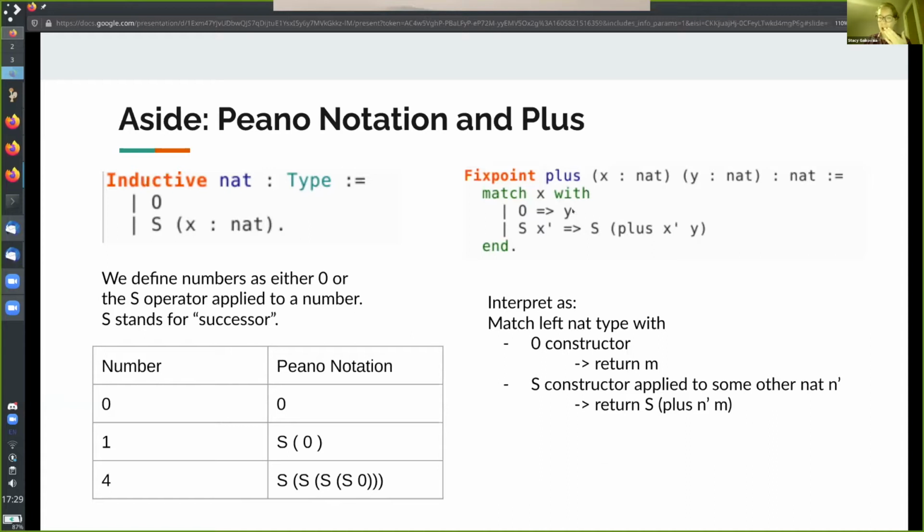0 plus y is going to equal y. If we match x with the successor constructor, that means x is the successor of some other natural number x prime. So if that's the case, then we need to return the successor of the sum of the smaller number x prime and y. Does that make sense to everyone? Okay, I hope so. So we're going to step through a simple example.